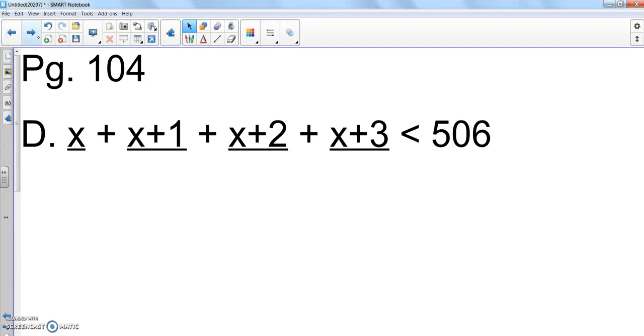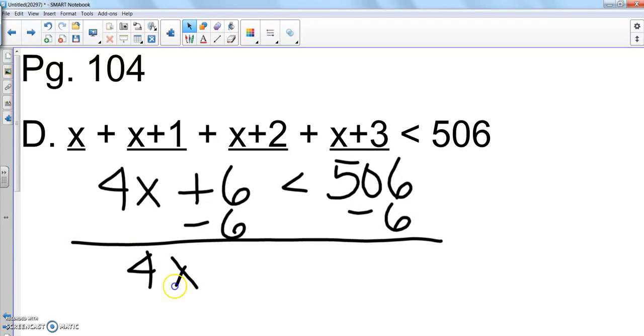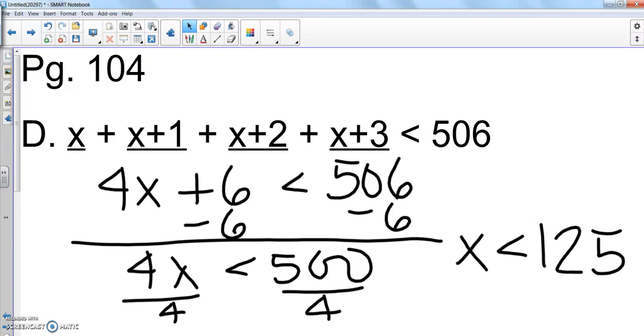So x plus x plus x plus x is 4x. 1 plus 2 is 3. 3 plus 3 is 6 is less than 506. Okay, I just combine like terms, so I'm going to solve. 4x is less than 500. Divide by 4. x is less than 125. Okay, so be careful. They say x has to be less than 125. It doesn't have to be odd. It doesn't have to be even. But it can't be equal to 125. It's got to be less than that.